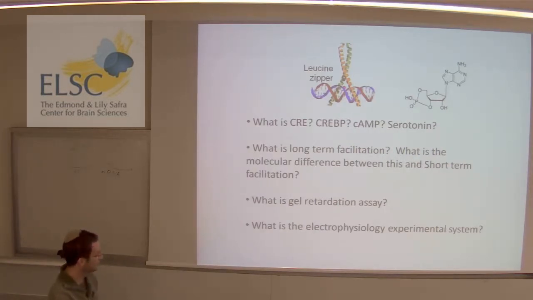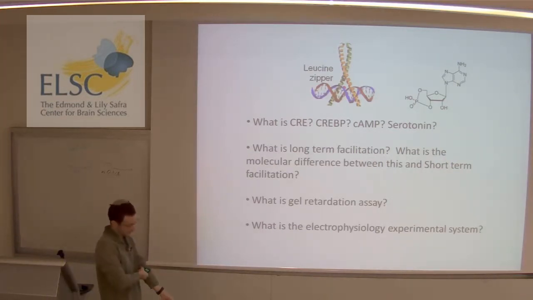Okay, and what is the electrophysiology experimental system? What system did they record from? Aplysia is the animal, right? But did they record from the intact animal? So where from? They've used an extract. They used separated cells from the central nervous system of the Aplysia. And as you know, Eric Kandel used Aplysia throughout his career and made, you know, miracles with it.